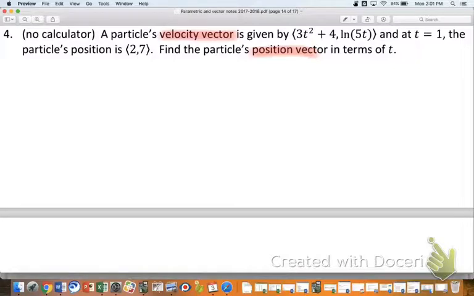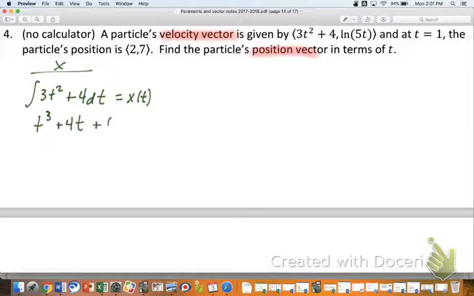So maybe we look at it like this and say, all right, for my x, I'm going to say the integral of 3t squared plus 4 dt. This would equal my x component. And then I would say this is really t cubed plus 4t plus c is equal to my x position component. And how is it that I'm supposed to find the c?